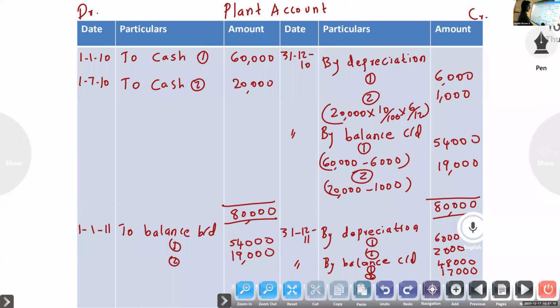Okay, second one 2,000, not 1,000. Because why 1,000? Because last year we used only 6 months. This year full year we used.